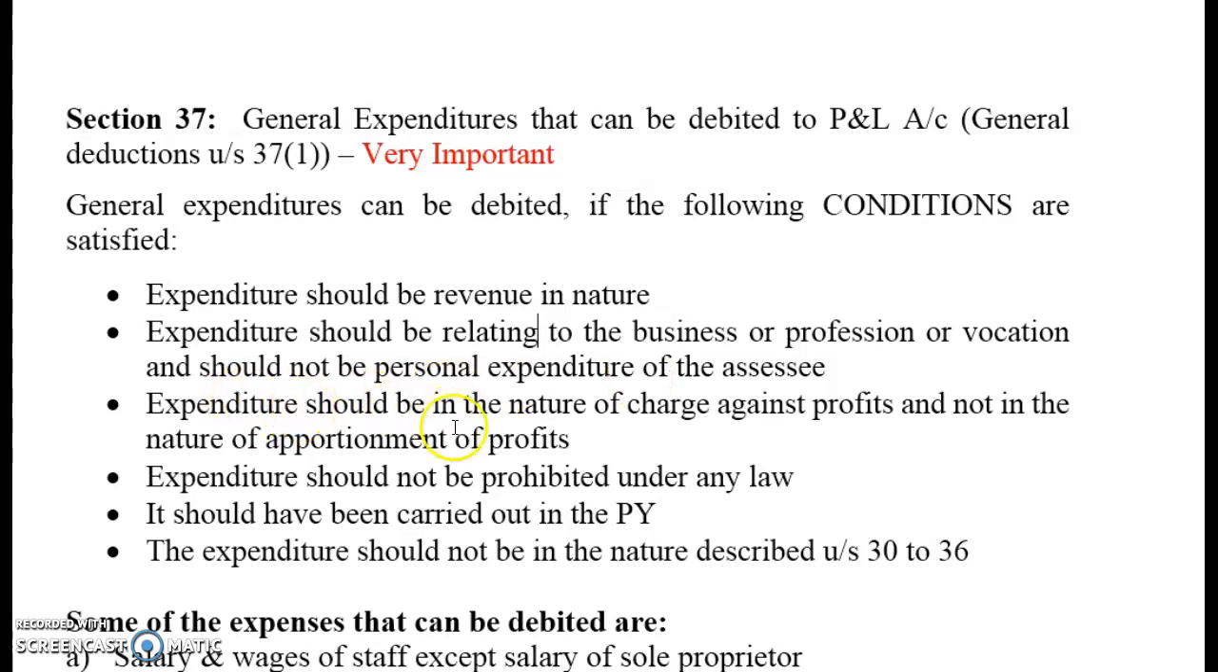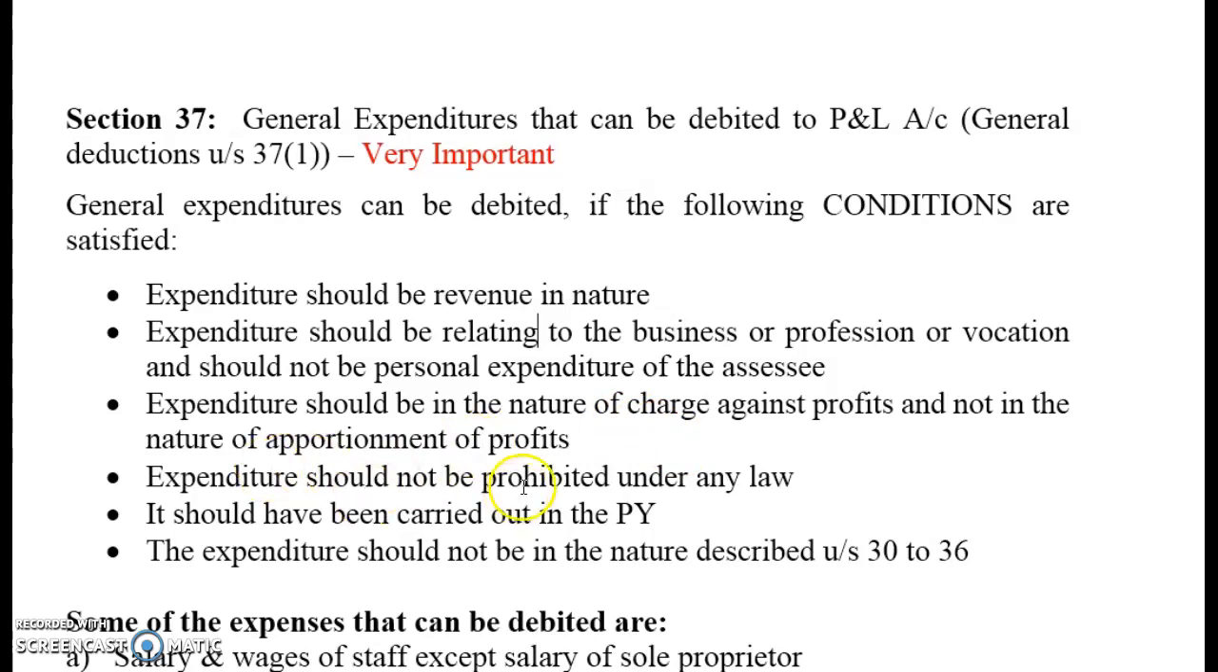Similarly, the expenditure should be in the nature of a charge against profits and not in the nature of apportionment of profits. You must remember the nature of the P&L account and the P&L appropriation account. P&L appropriation is an apportionment of the profits. It is not a charge. I am assuming you know the difference between the two. So this is the same rule: only expenses which are charged against profit should be debited. If it is not, then it is not allowed to be debited.